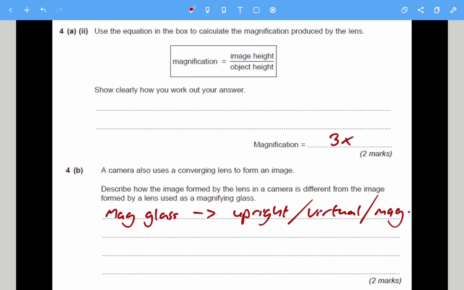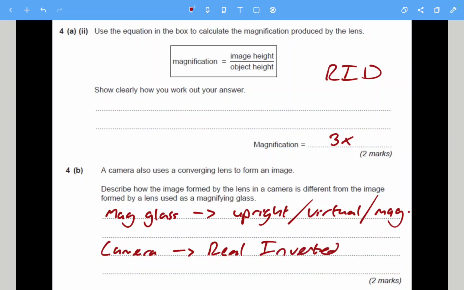So this is an example of the type of question where I said that you just need to know what type of image is produced by a camera or the human eye. And remember, we do that as RID. So you could simply state that a camera image is real, inverted, diminished, which is basically the complete opposite. All right, so remember that is what we need to know of cameras and the human eye.